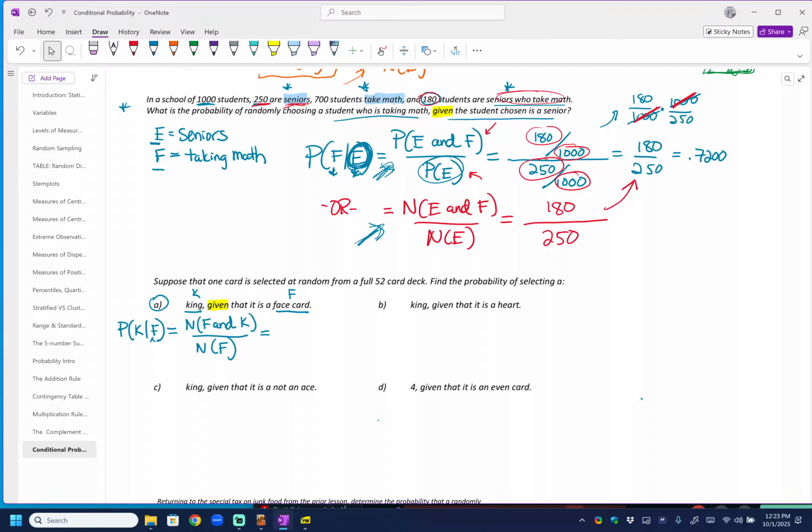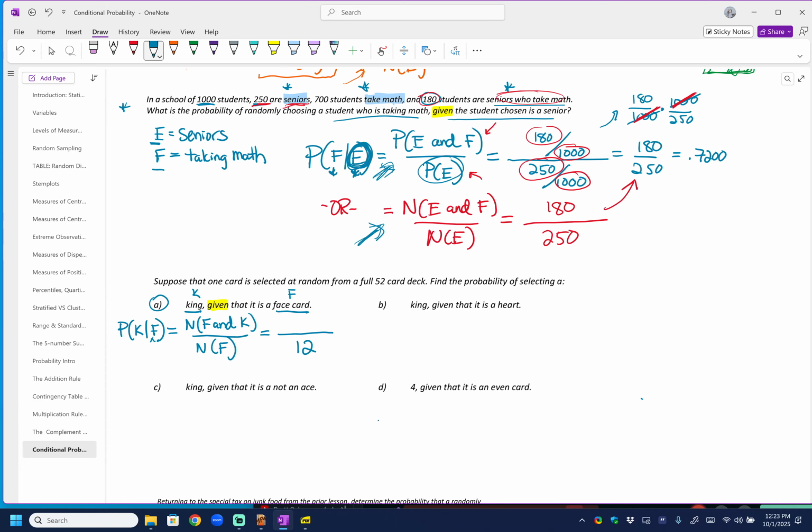Okay, so we start with the denominator where we need the number of face cards. So this is in the deck, basically. Remember, there's 3 face cards in each suit, but there's 4 suits. So 3 times 4 is going to give us a total of 12 face cards.